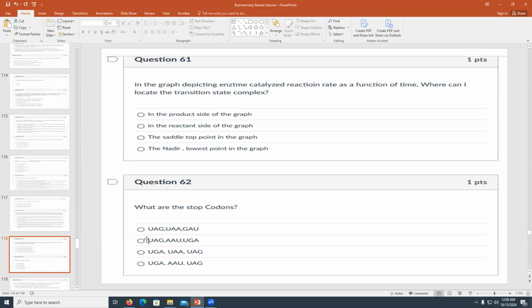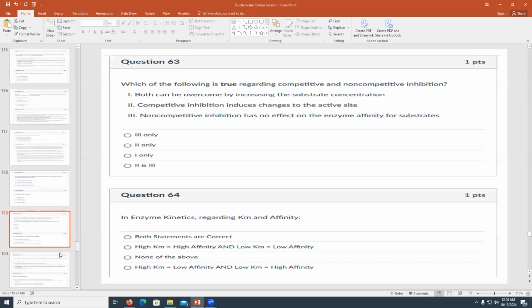What are the stop codon? You go away, you are away, you are gone.